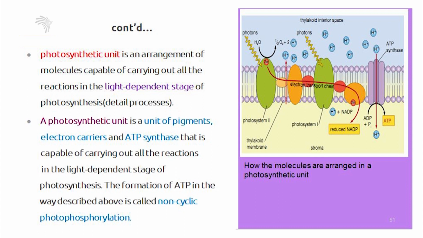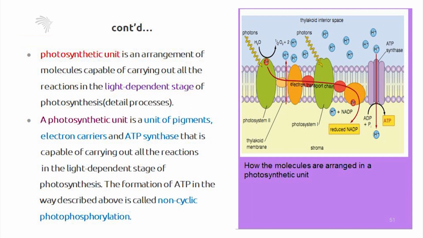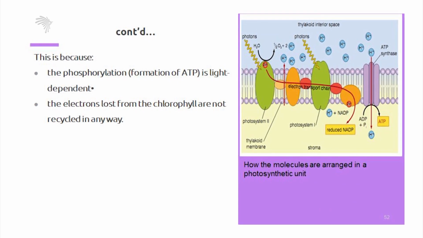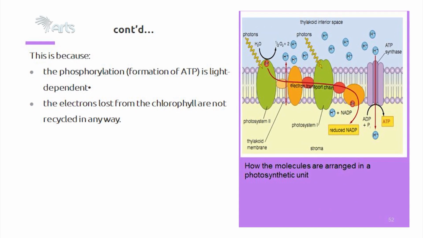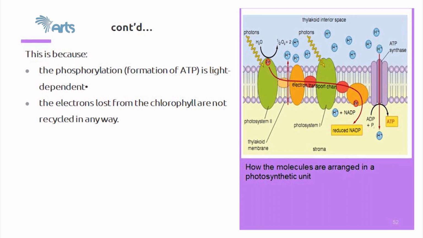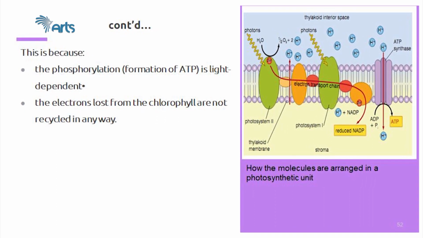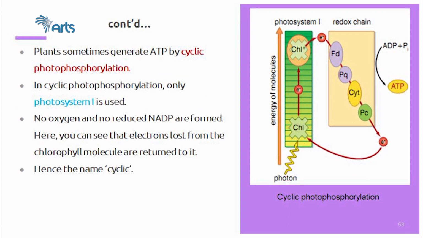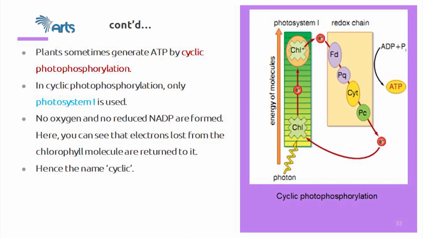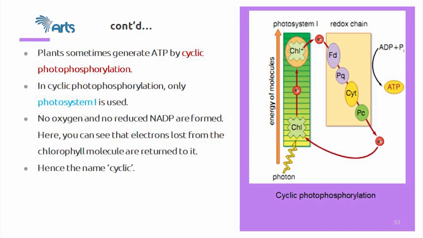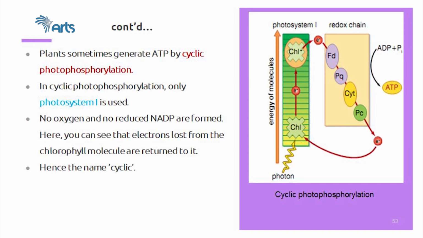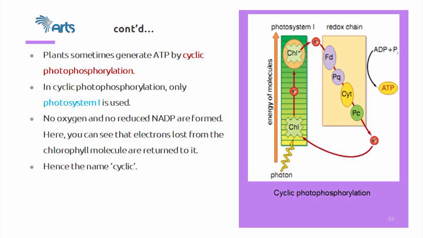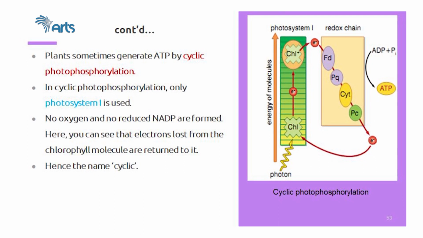The formation of the ATP in the way described above is called non-cyclic photophosphorylation. This is because the photophosphorylation, or formation of ATP, is light dependent. The electrons lost from chlorophyll are not recycled in any way. Plants sometimes generate ATP by cyclic photophosphorylation. In cyclic photophosphorylation, only photosystem 1 is used. No oxygen and no reduced NADP are formed. Here you can see the electrons lost from the chlorophyll molecule return to it, hence the name cyclic.